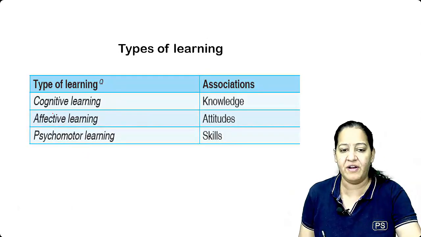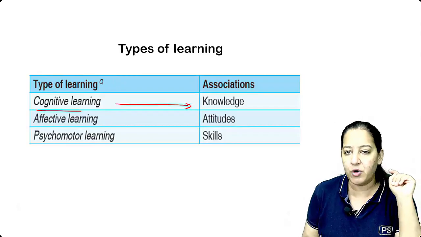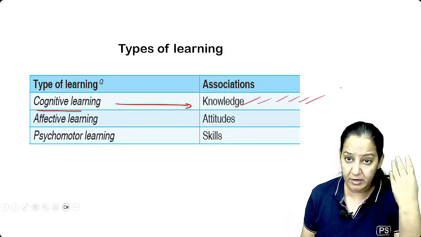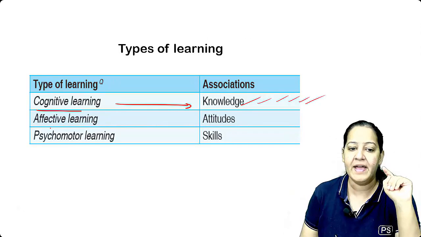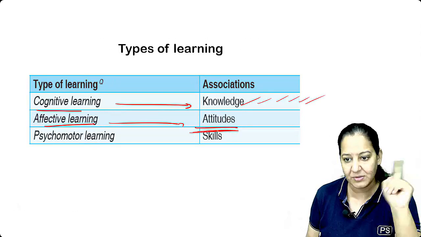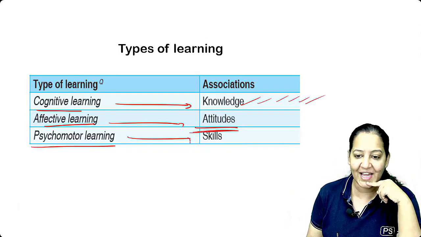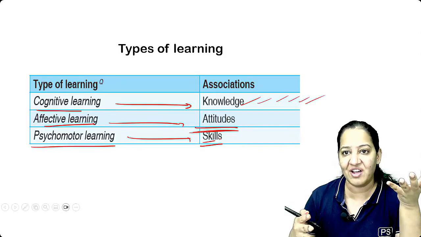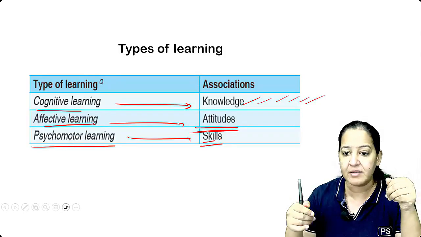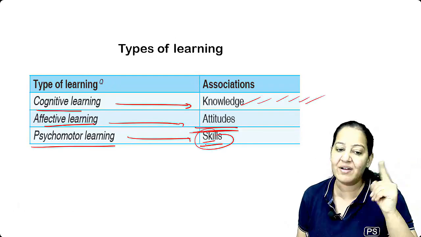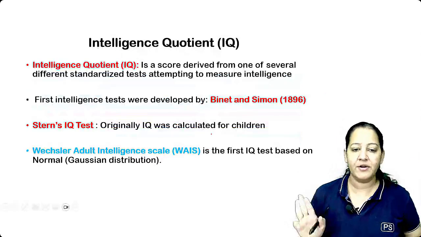There are 3 types of learning. Cognitive learning is based on knowledge. Currently, you are doing cognitive learning. I keep on giving you knowledge. Affective learning is based on attitude. It is associated with attitude. And psychomotor learning is based on skill. If I teach you how to cycle, how to drive a car, that is not based on knowledge. That is based on skill. So skill based learning is psychomotor learning. Got it? So there are 3 types of learning.